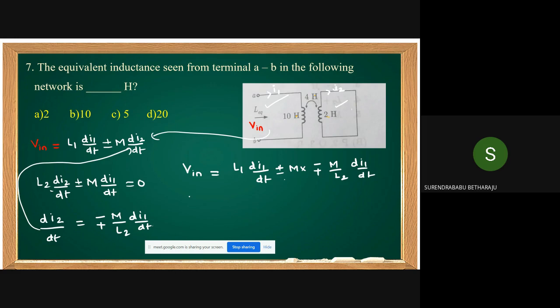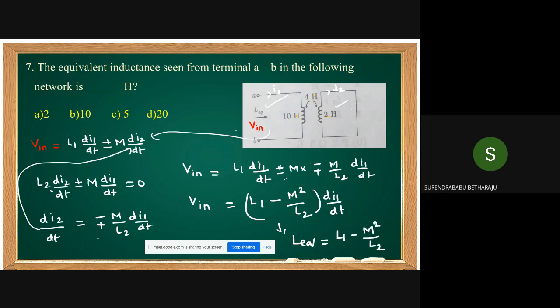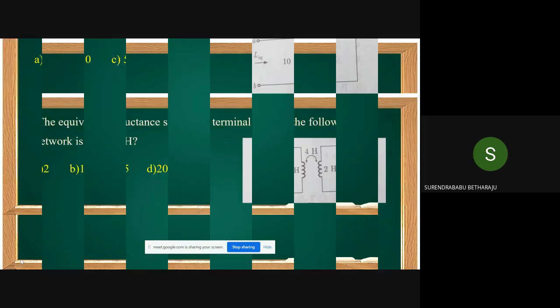Then what can you get here? Vin equals L1 minus, minus into plus is also minus, M squared by L2 into di1/dt. Is it okay? Now I got the resultant input voltage. This indicates the equivalent inductance. L equivalent equals L1 minus M squared by L2. Is it correct, students?